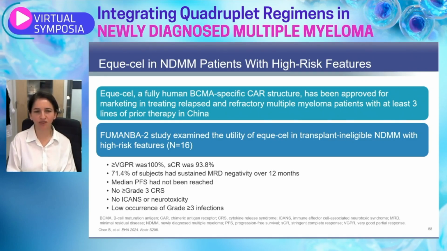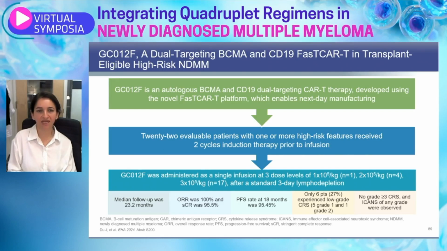So there's a bunch of newer CAR T cells also in clinical trials. Equecabtagene is one of them. This is a fully humanized BCMA specific CAR T cell. A trial has been done in a small number of patients, and this is now being tested in the United States as well with the same drug product targeting BCMA.